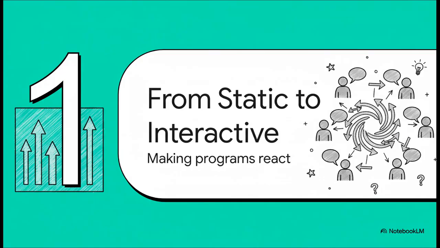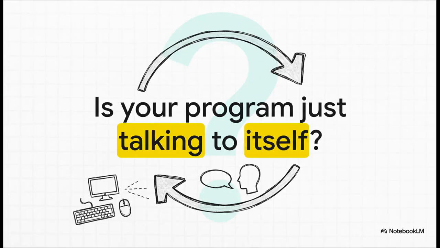So let's kick things off by looking at what it means to go from static to interactive. We're going to explore the real difference between a program that just blindly follows a script and one that can actually react to you. So think about it. Is your program just talking to itself? A program that's hard-coded to greet one specific person is not very useful, is it? Let's see exactly how we can smash that limitation.